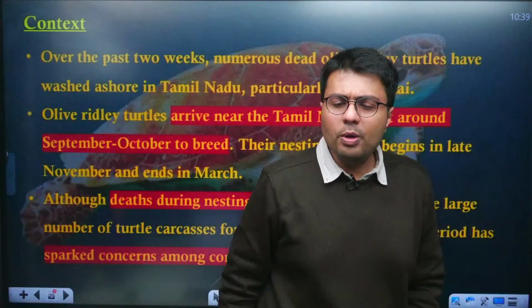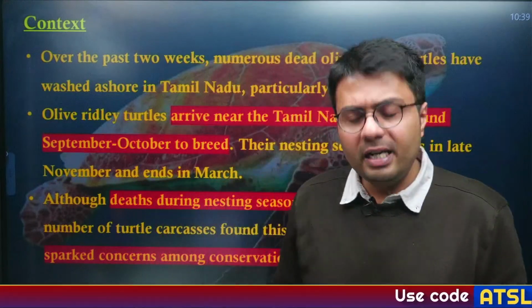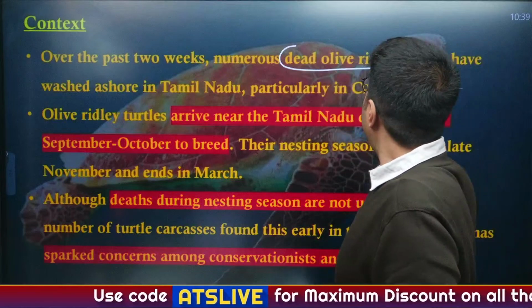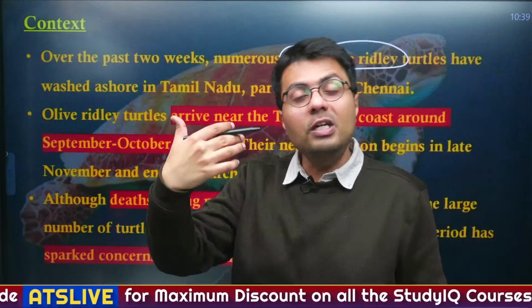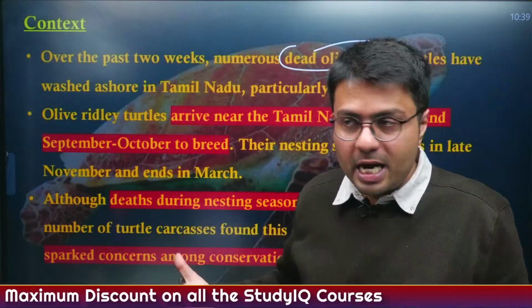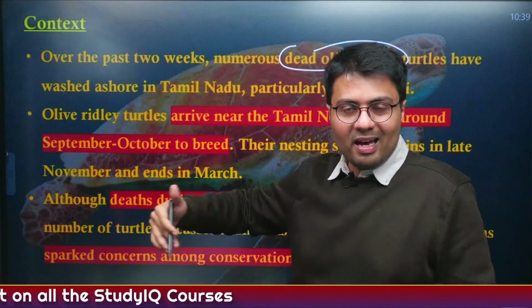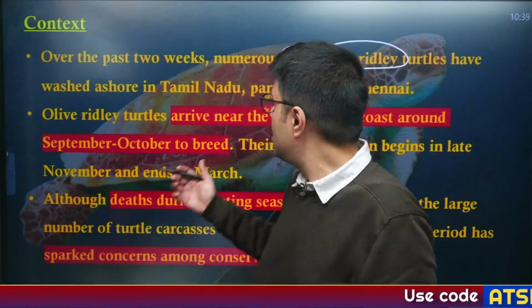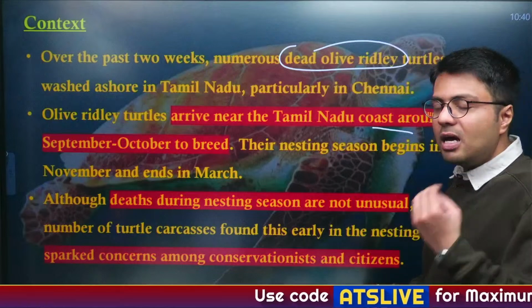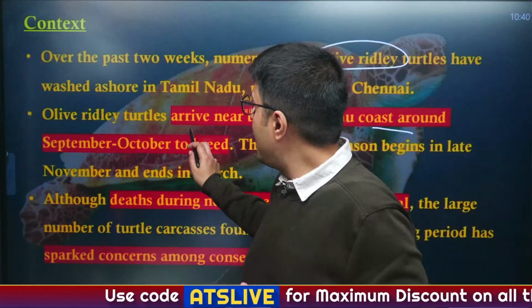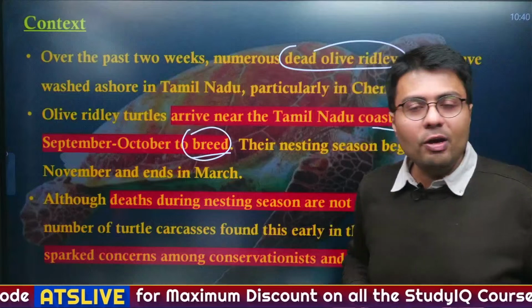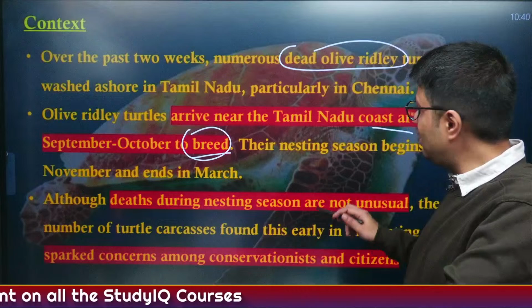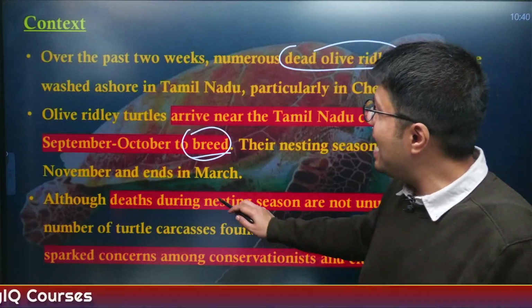Now, first of all, you have to understand the context of this article. This article highlights that over the past 2 weeks, many dead olive ridley turtles have turned up on the shores of Tamil Nadu, particularly on the beaches of Chennai. Now, olive ridley turtles arrive in mass on Indian seaboards, both western and eastern, around the period of September and October, and the purpose for which they arrive on the seashores is to breed. Now they nest or lay eggs in this season, which begins in late November and ends in March.